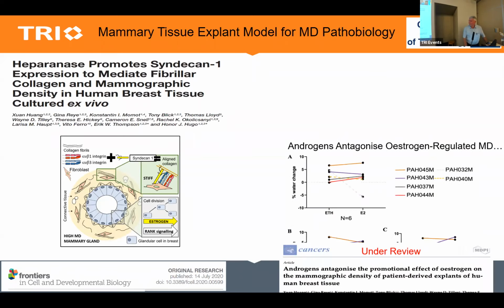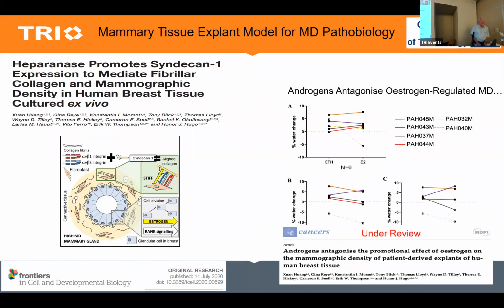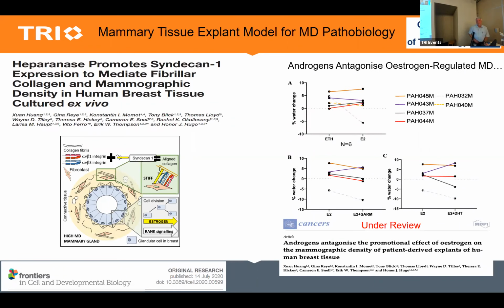And similarly or separately, if we use hormones in those cultures, we see estrogen does sometimes cause stimulated mammographic density. These are the same explants before and after 2 weeks treatment with estrogen. You see they're mostly going up, but not always. We think that there's differences in the amount of estrogen available. But if we add estrogen and as well an androgen, such as a SARM, a selective androgen receptor modulator, or DHT, the steroid itself, it always reduces that. And so there's a possibility.